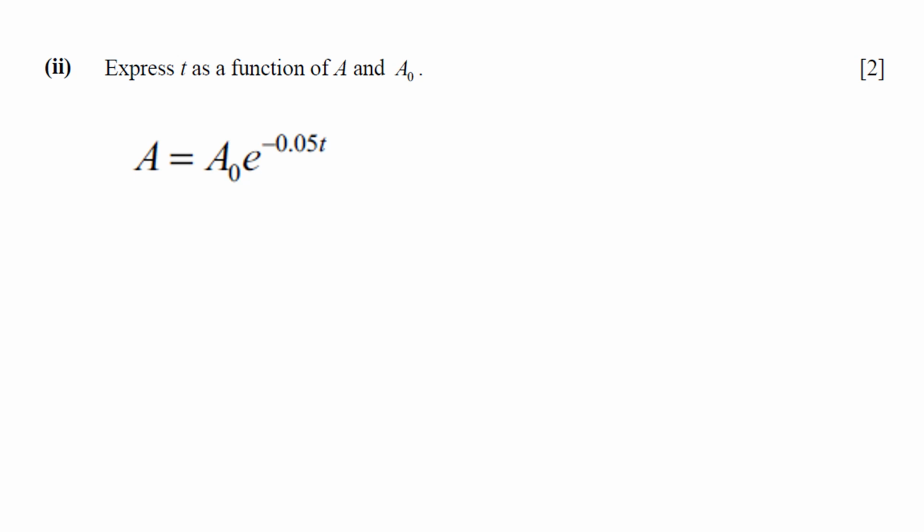Right, so in part 2 of the question, you're supposed to express t as a function of A and A subscript 0. That means you're supposed to make t the subject of the equation. There are 2 ways of doing it. I'm going to show you 2 different ways. The first way is just ln both sides.